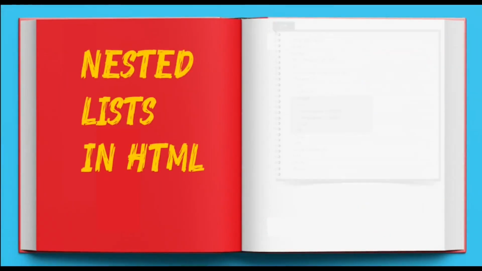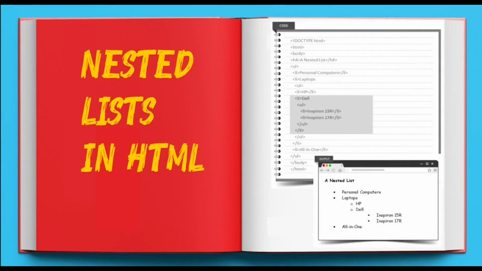You can also create nested listing by putting a second list inside the existing one. In this example, an unordered list is nested under a parent unordered list.